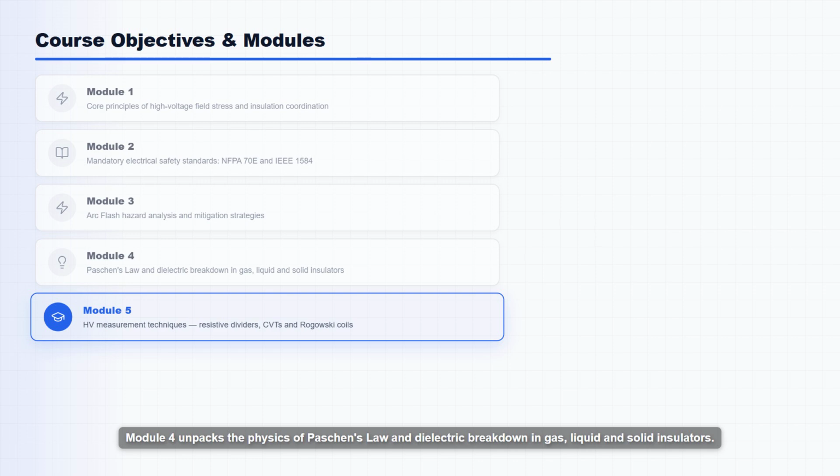Module 4 unpacks the physics of Paschen's law and dielectric breakdown in gas, liquid, and solid insulators. Finally, Module 5 explores advanced HV measurement techniques, resistive dividers, CVTs, and Rogowski coils.